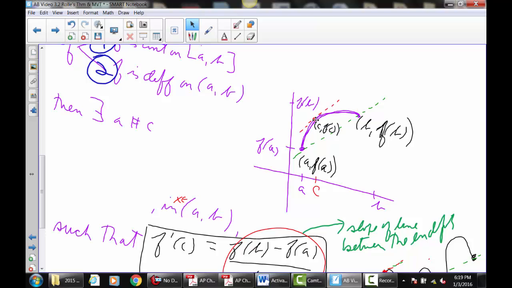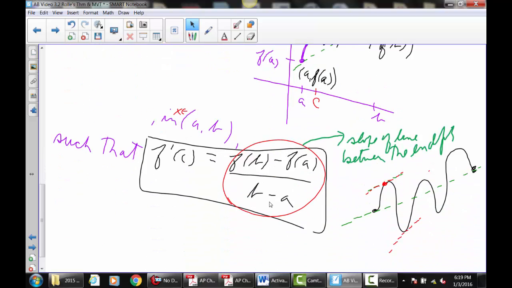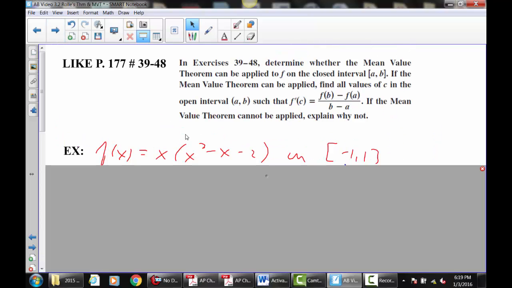and b, there's got to be at least one point on the graph so that the slope at that point, which is f prime of c, equals the slope between the two endpoints, which is f of b minus f of a over b minus a. So that's the conclusion, that f prime of c equals f of b minus f of a over b minus a. So here's an example, same directions.